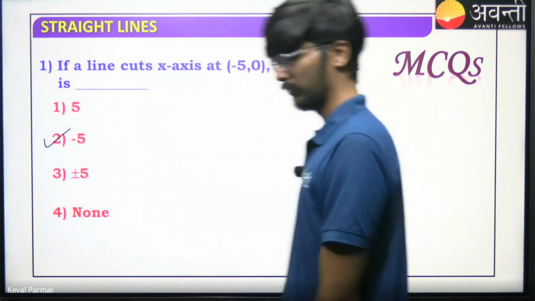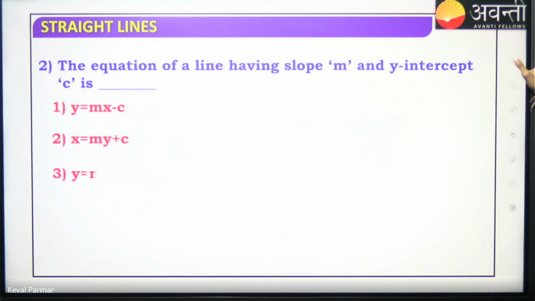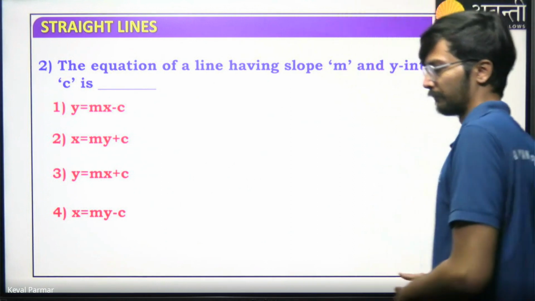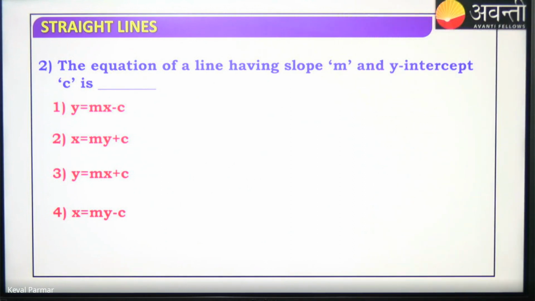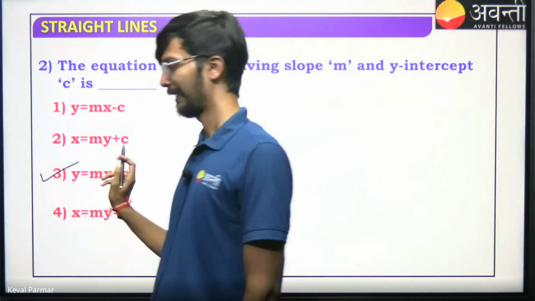Got it? Chalo. Let's move on to the next question. The equation of a line having slope m and y-intercept c. Simple. It is the slope intercept form. What is the option, guys? 3. Superb. y is equals to mx plus c.